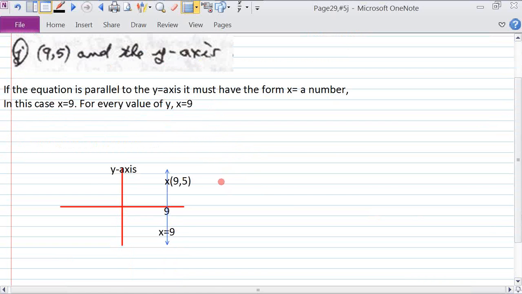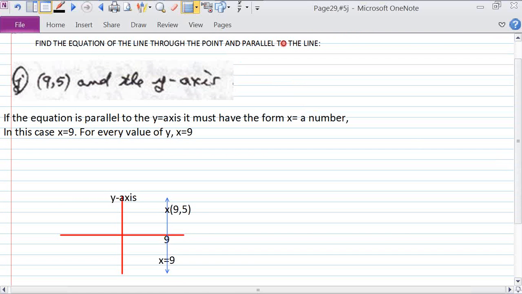And then I know that it has to be parallel to the y-axis. It says here, parallel to the y-axis. So if it's parallel to the y-axis, here's the y-axis. I'm drawing it parallel. And what this is that you can see that x equals 9 for this. No matter what the value of y, if you choose a value here or you choose a value here, x is always 9 along this line. So along this line, x is 9.